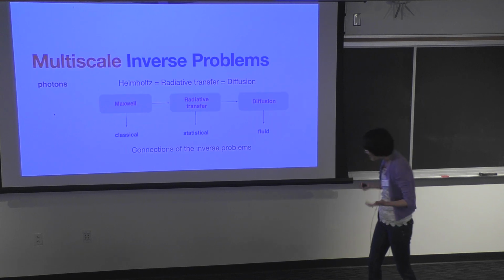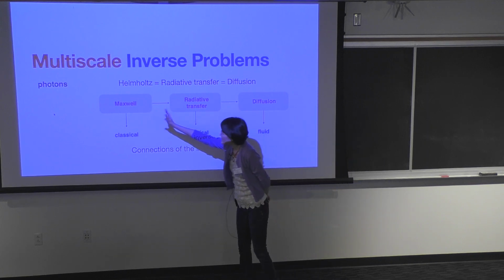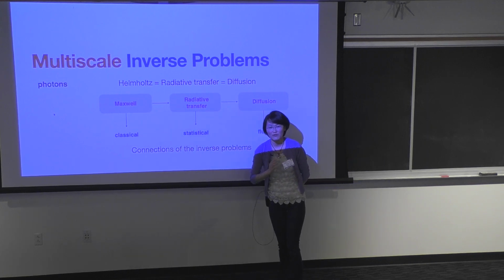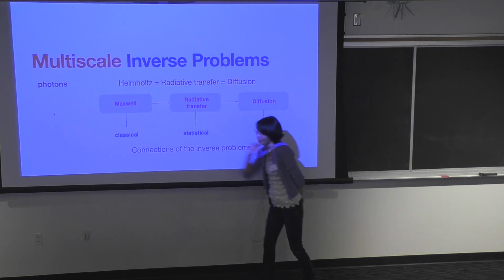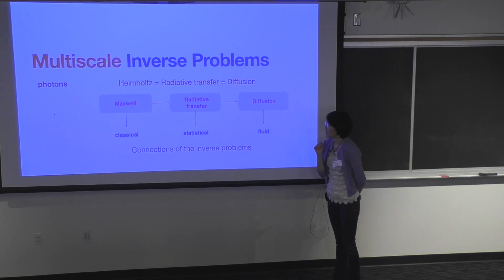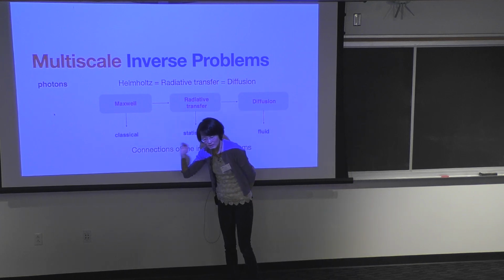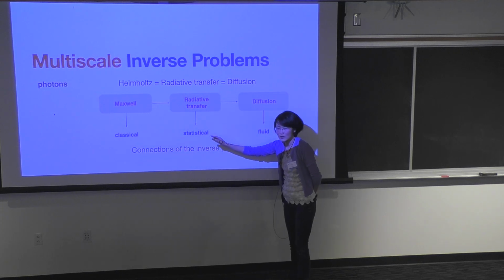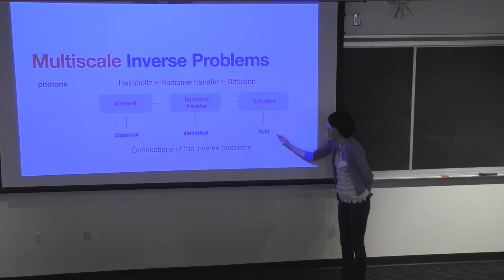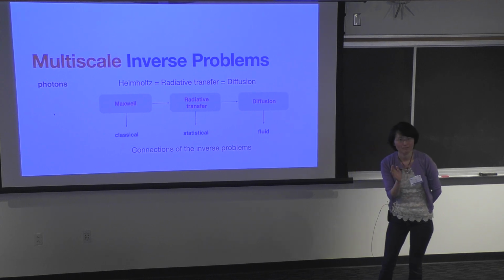So for the later part of the talk, what I would like to argue is that the Maxwell equation, or the Helmholtz equation as a simplified version of the Maxwell equation, is asymptotically the same as the radiative transfer, which is also asymptotically the same as the diffusion equation. As a consequence, the inverse Helmholtz equation, which is the seismic imaging, and the inverse radiative transfer, which is medical imaging, the CT, and the inverse diffusion equation, which is the Calderon problem, should be the same problem as well.